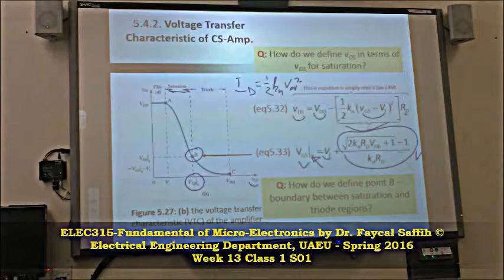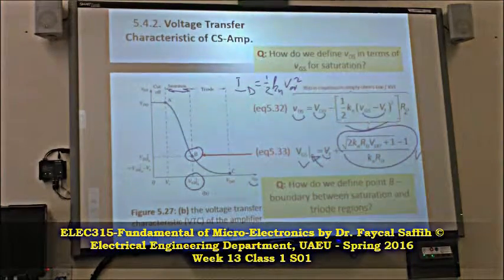Now VGS equals VT plus VDS. Why VDS? Okay, I'll tell you the reason for VDS. Because in the graph it shows that it's the point where they both are intersecting. It's VDS and VGS.